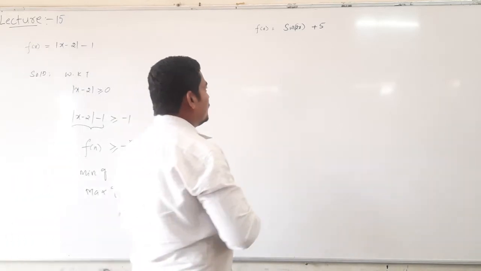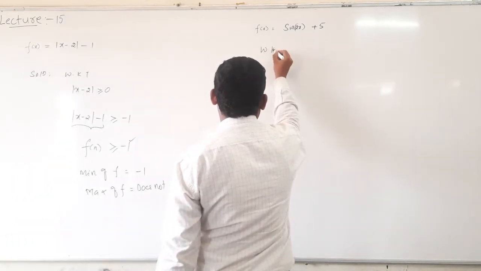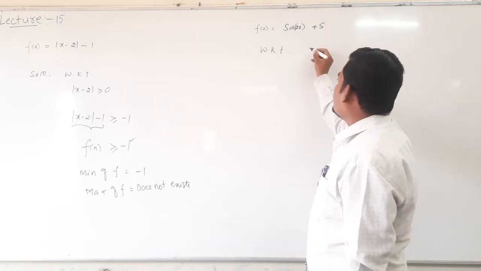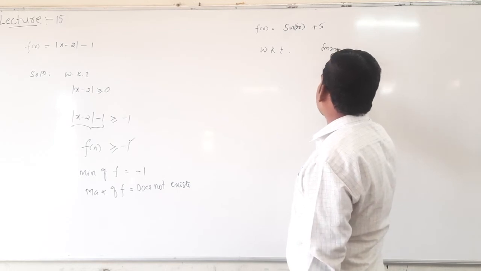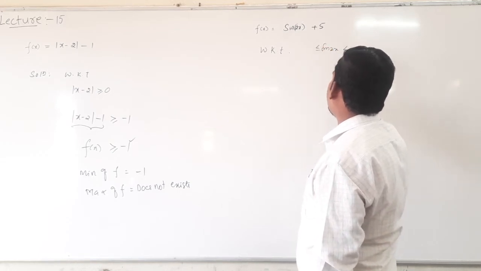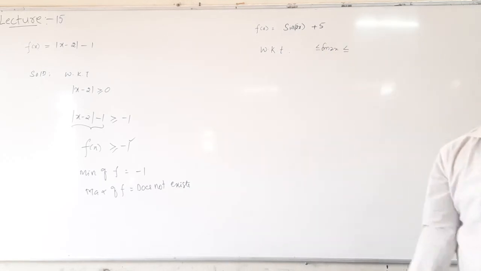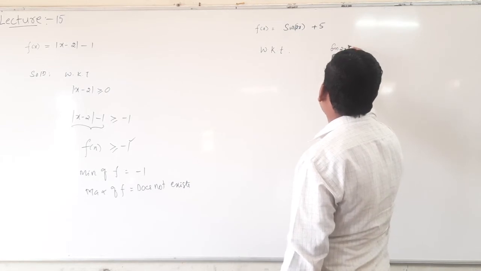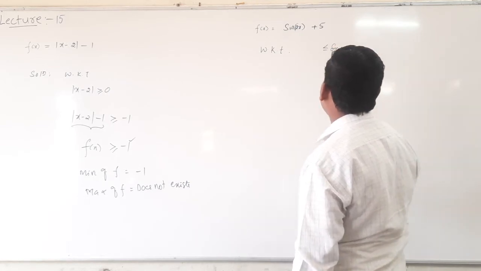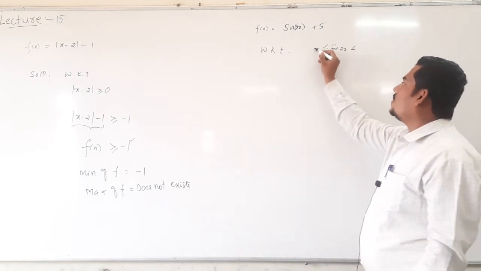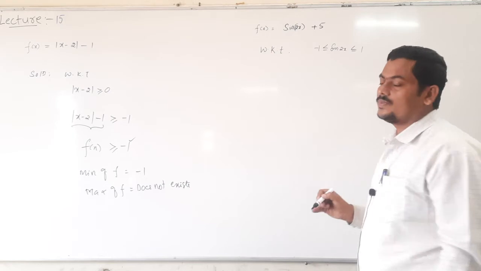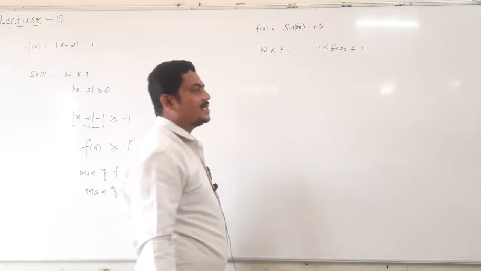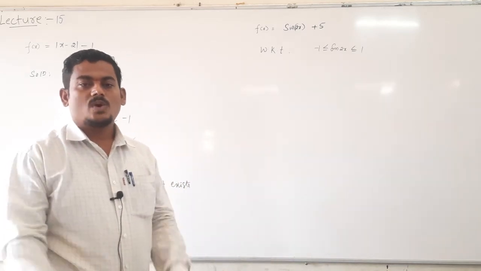Again use known values. We know that, what is the sin value? Sin of 2x or sin of 3x or sin of any angle always lies between minus 1 and plus 1. Right? It is a known value only.